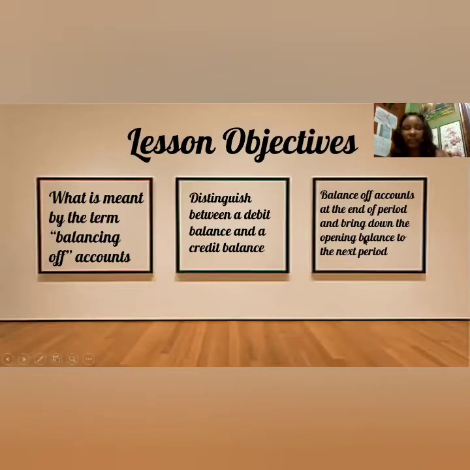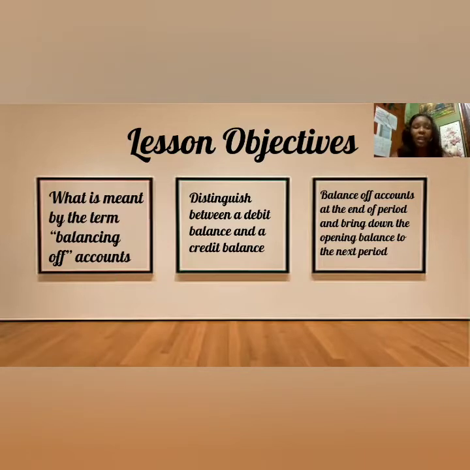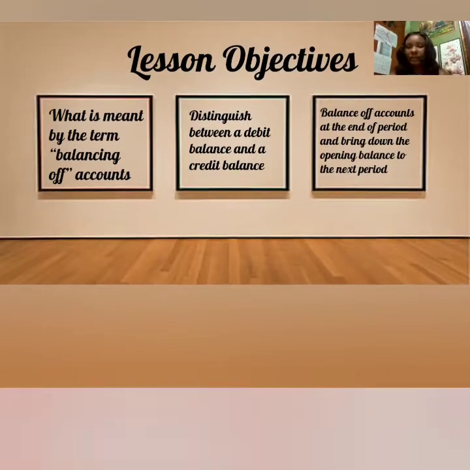So we have three objectives for this lesson. The first objective: at the end of this lesson, you should be able to tell me virtually what is meant by the term balancing of accounts. The second objective: you should be able to distinguish between a debit balance and a credit balance. And the final objective: you're going to be able to balance off accounts at the end of a period and bring the balance down to the next period.